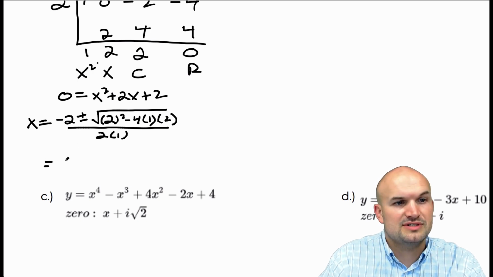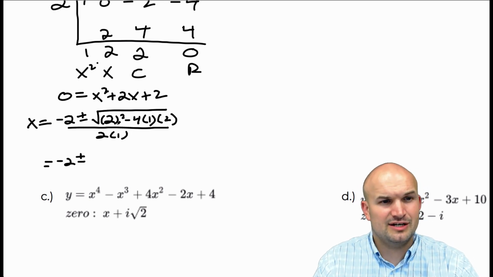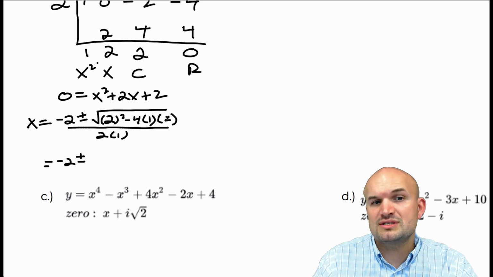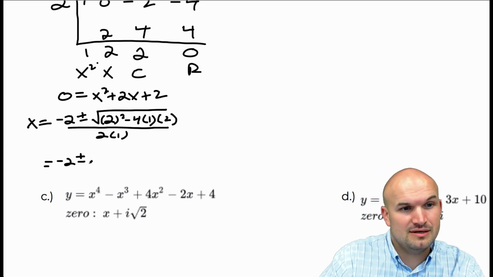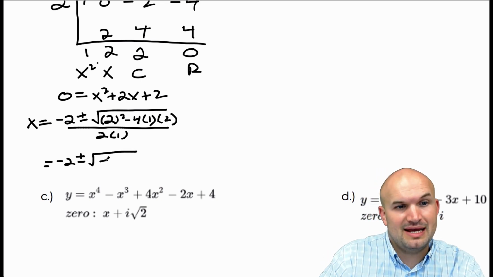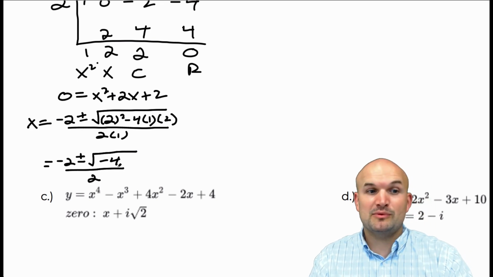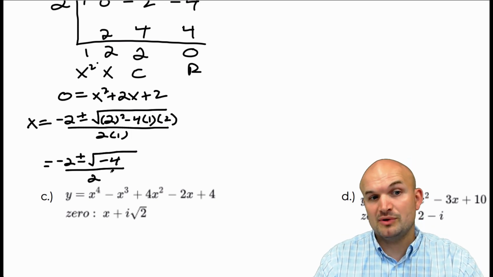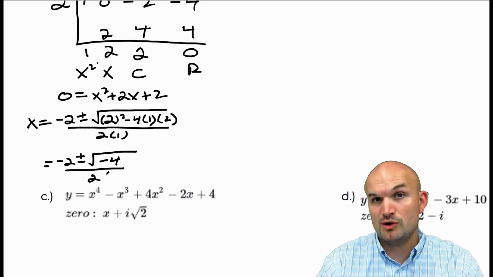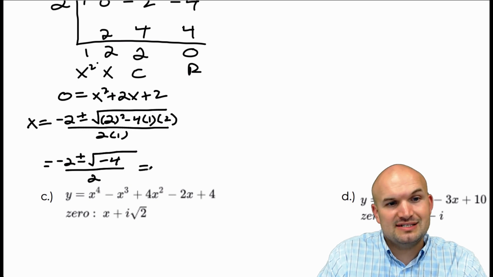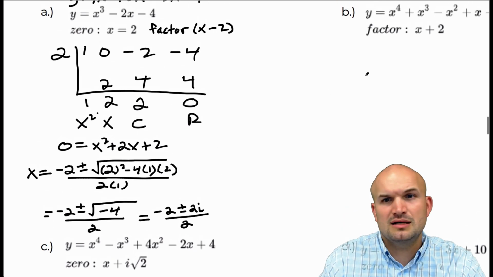Okay, now let's go and simplify this. So we have -2 plus or minus. Let's see if we can do this radicand here. 2 squared is 4. -4 times 2 is going to be -8. So 4 minus 8 is going to be -4, all divided by 2. Now again, remember, we can break up a square root of a negative number into the square root of -1 times the square root of 4. So therefore, that's going to give us a 0 of -2 plus or minus 2i all over 2. And again, let me see, let's just do that on the side.